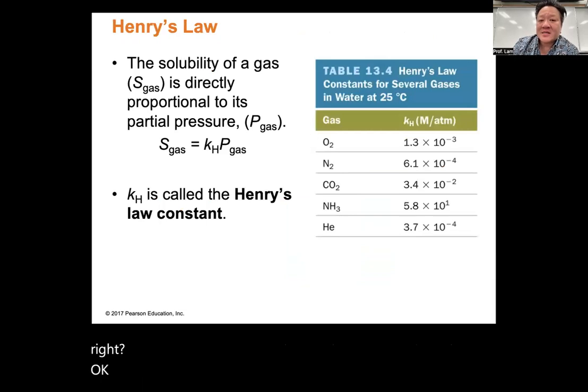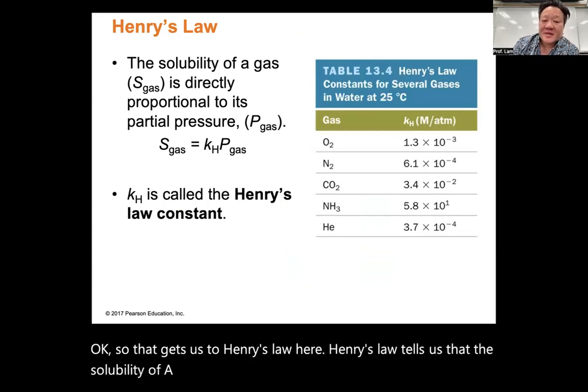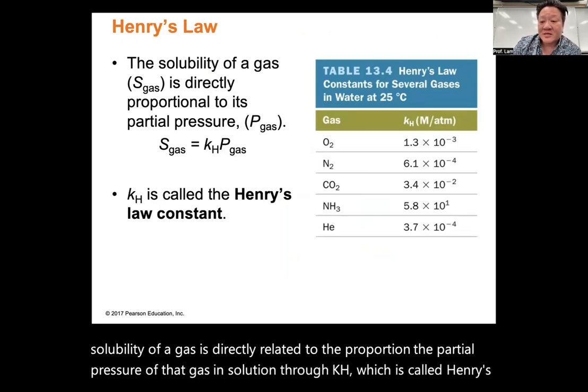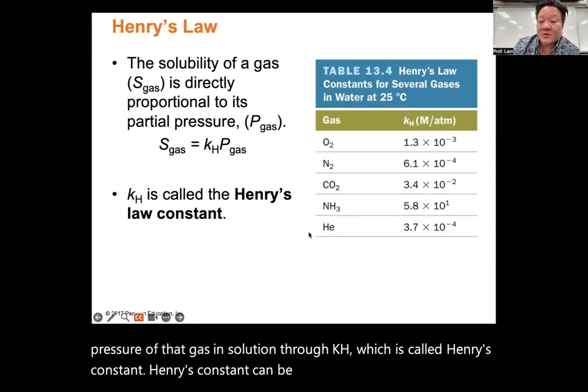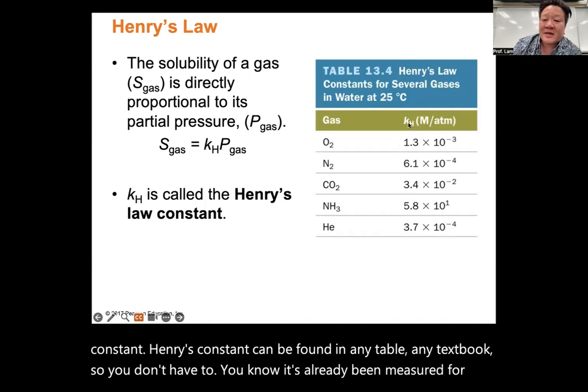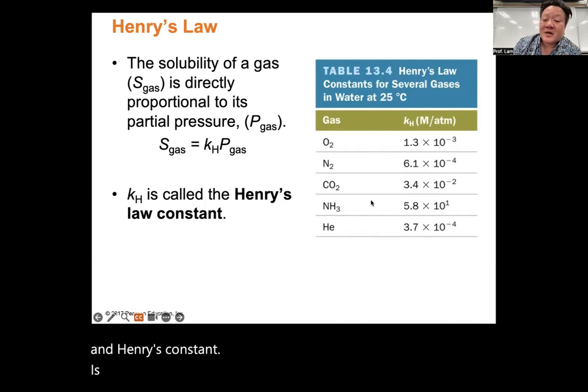Okay, so that gets us to Henry's law here. Henry's law tells us that the solubility of a gas is directly related to the partial pressure of that gas in solution through Kh, which is called Henry's constant. Henry's constant can be found in any table, any textbook, so you don't have to know it, it's already been measured for you. And Henry's constant is tied to an individual gas, right? So each gas has its own constant.